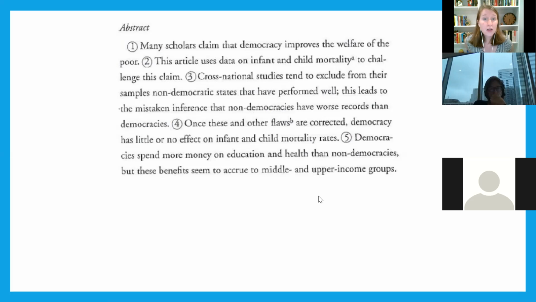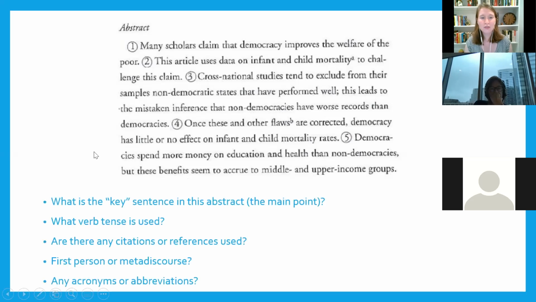Okay, so many scholars claim that democracy improves the welfare of the poor. This article uses data on infant and child mortality to challenge this claim. Cross-national studies tend to exclude from their samples non-democratic states that have performed well. This leads to the mistaken inference that non-democracies have worse records than democracies. Once these and other flaws are corrected, democracy has little or no effect on infant and child mortality rates. Democracies spend more money on education and health than non-democracies, but these benefits seem to accrue to middle and upper income groups. Sounds like an interesting study. I'd actually like to read that one. But let's look at it critically for some of our questions here.